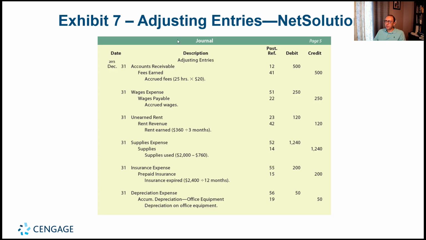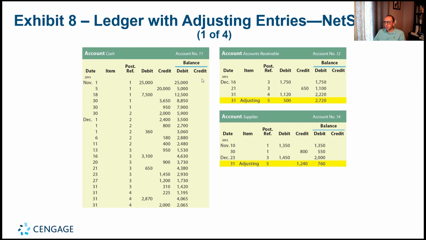So now we have the list of all the adjusting entries that we had. And notice all of them took place on December 31st. No cash involved. Every single one of these adjusting entries include an income statement account and a balance sheet account. So we take these adjusting entries and we post them to the ledger. And we see that the cash account was not affected.